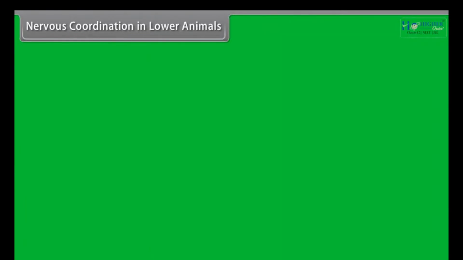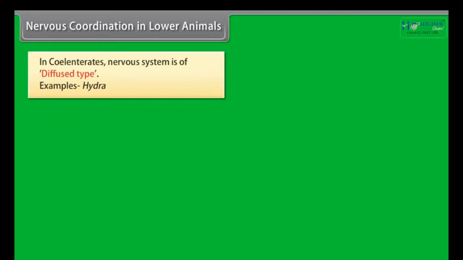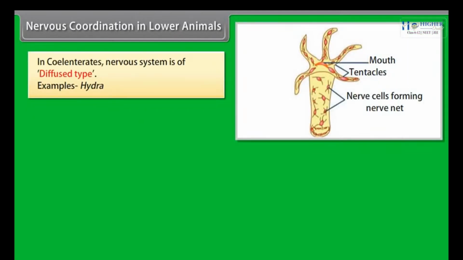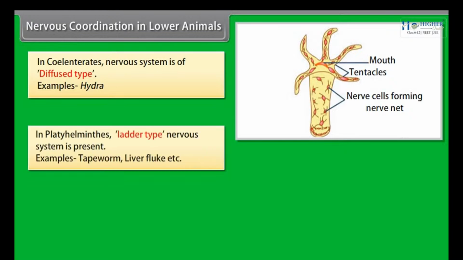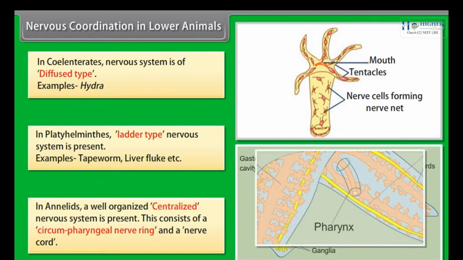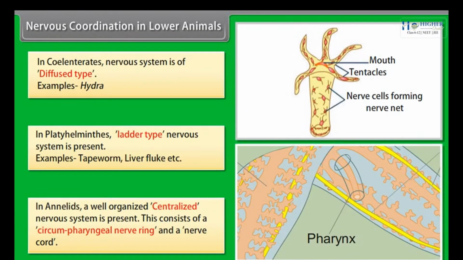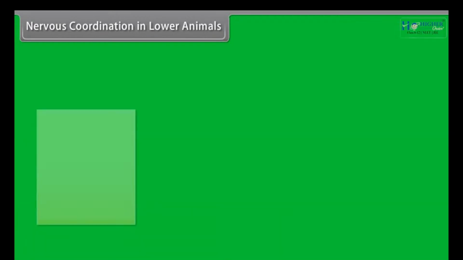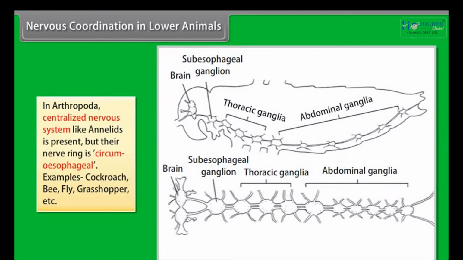Nervous coordination in lower animals. In coelenterates, nervous system is of diffused type. Examples: hydra. In Platyhelminthes, ladder-type nervous system is present. Examples: tapeworm, liver fluke, etc. In annelids, a well-organized centralized nervous system is present. This consists of a circumpharyngeal nerve ring and a nerve cord. In arthropoda, centralized nervous system like annelids is present, but their nerve ring is circumesophageal.